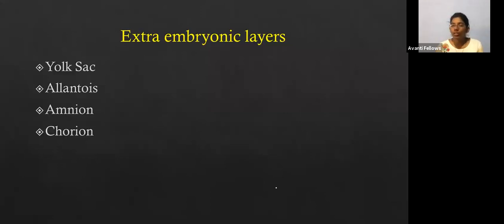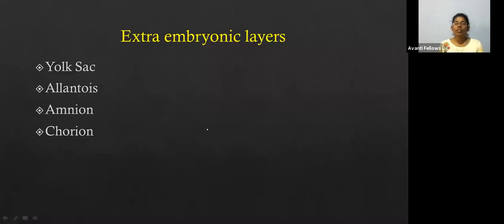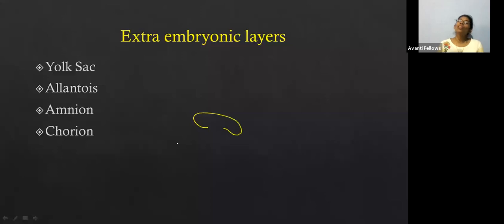Yes, endoderm, mesoderm, and ectoderm. We know that, right? So these endoderm, mesoderm, and ectoderm are going to form a fetus. Okay, so apart from these germ layers, there are a few more extra embryonic layers.